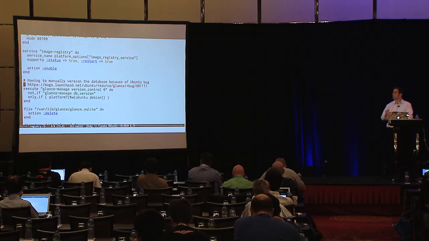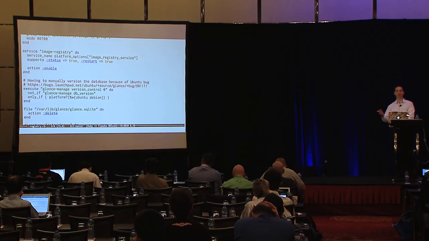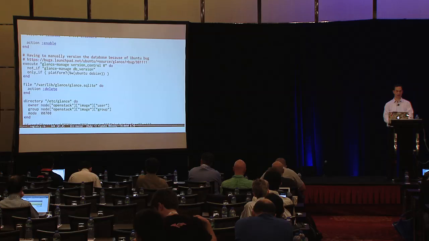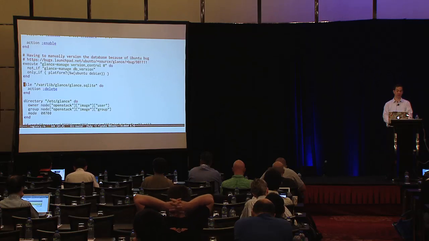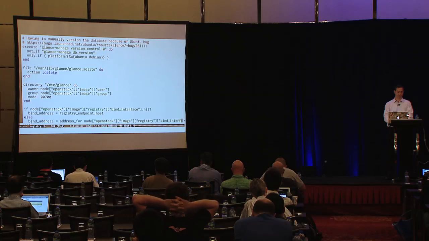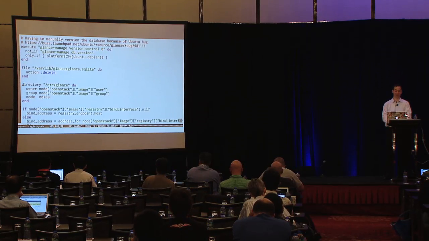Here we see, occasionally we have operational issues that the field has found. We fix them in the cookbooks. So, pass the value on to you. Here we clean up SQLite because we're actually using a full database. That's a bug. Then we create our /etc/glance directory.